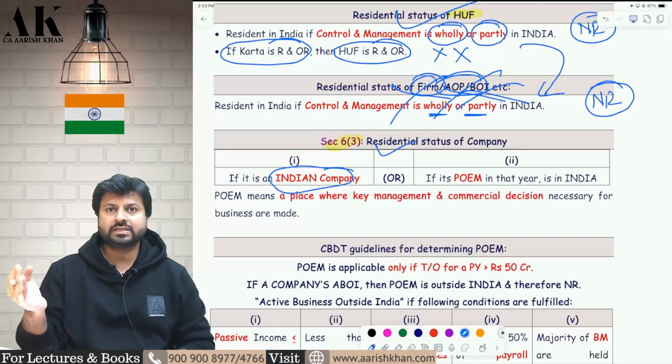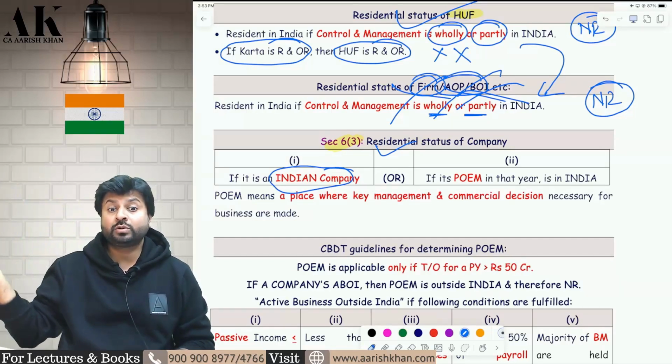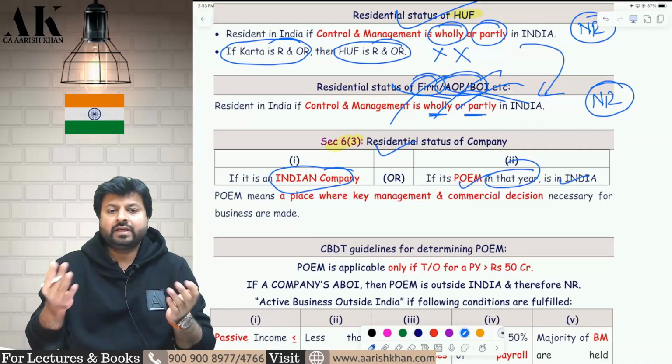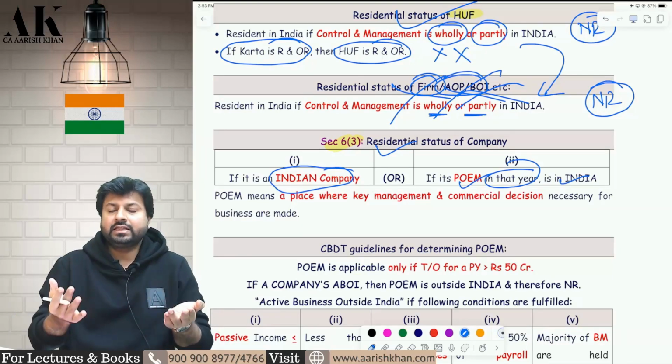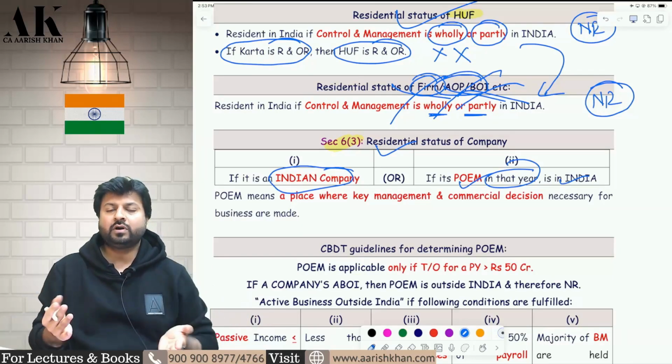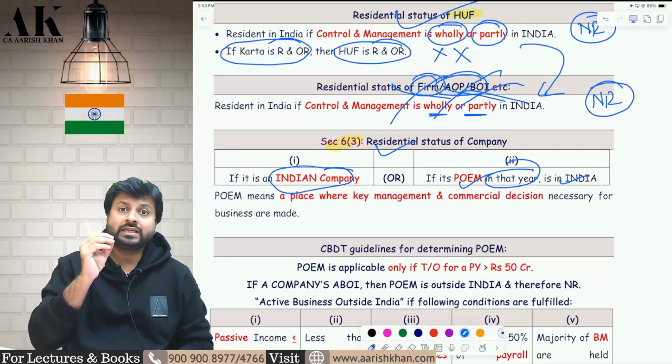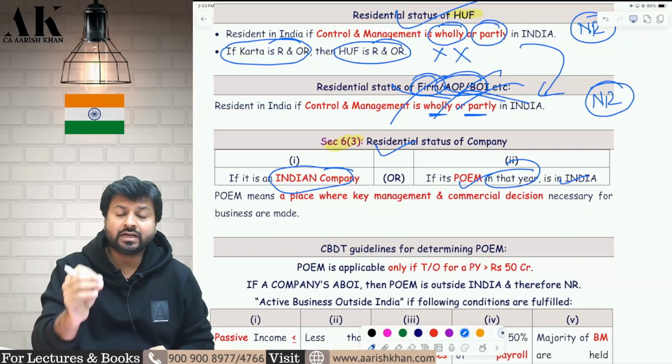What about foreign companies which are incorporated outside India? Can they also be called resident? Yes. If their POEM in that year is in India, then they will be called resident. And if their POEM in that year is not in India, then they will not be called resident. Sir, POEM means what? The definition of POEM is given under section 6(3): it's a place where key management and commercial decisions are taken in substance.